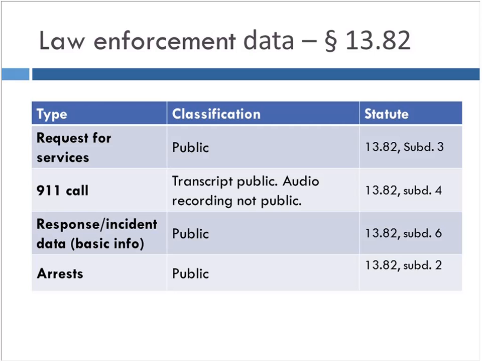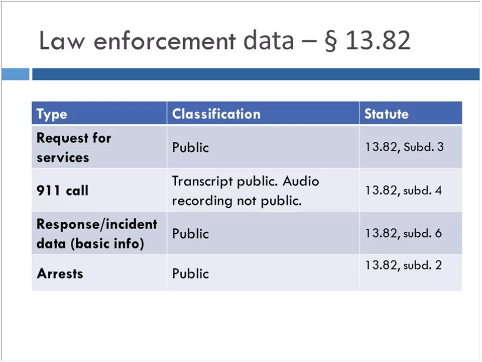If the law enforcement officer comes to the scene and responds to that call, that response data is also public. And when we talk about response data, within Chapter 13.82, Subdivision 6, there's a whole list of things that would be included in that response data. Basic information about what happened, where it happened, who's involved, how they got there, the general type of call it was. There's a list of things that are considered response data that would be public. If we wanted to get the public portion of a police report, that's generally what we're going to see in this response incident data, that list of information.